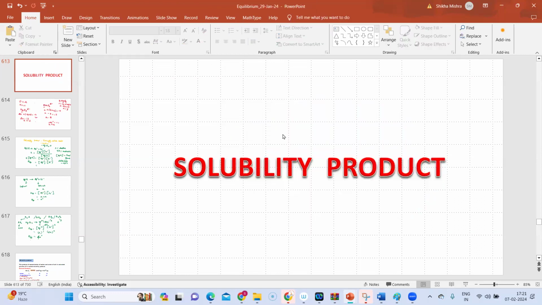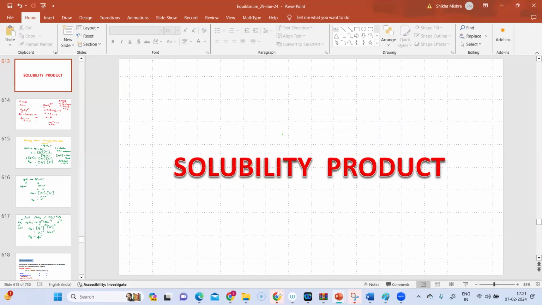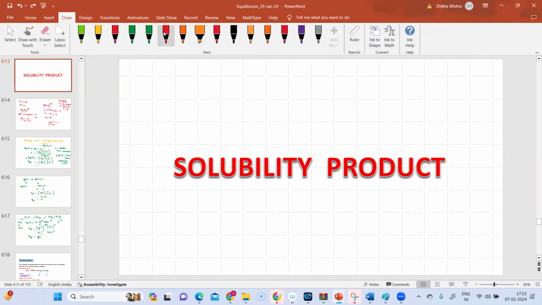So we'll be covering the last topic of that chapter, equilibrium first, that is solubility product. I believe it is taught to you in your school. Usually we get a numerical from this particular section of the chapter.